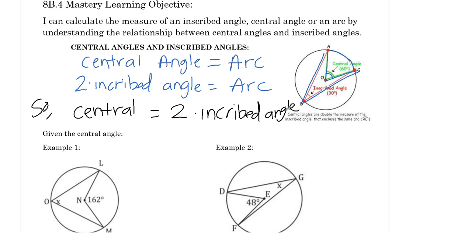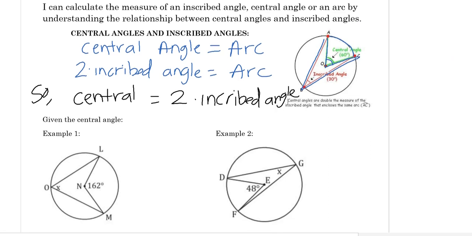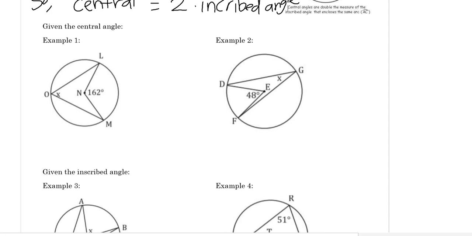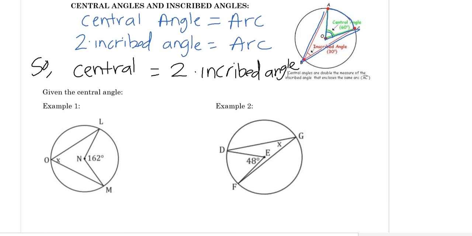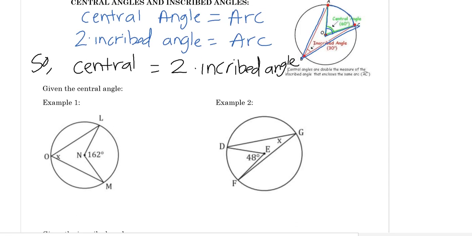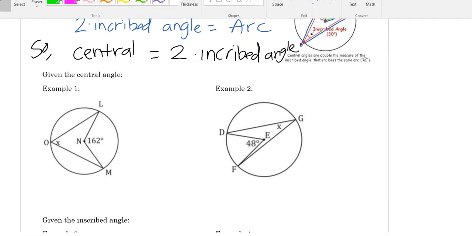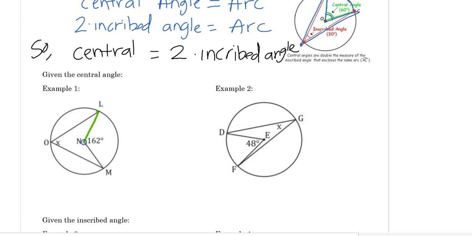So let's look at a couple of these examples and determine whether we have an inscribed or a central angle, and how to find the missing one. The first 2 examples are going to be given a central angle. So if we look at this, we are given that this angle, LNM, is a central angle.